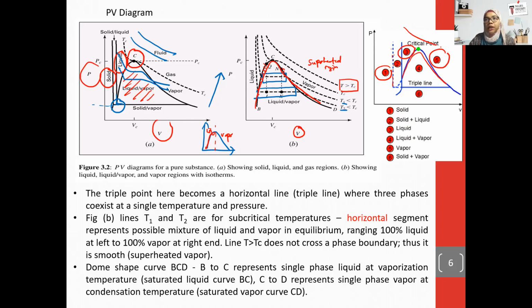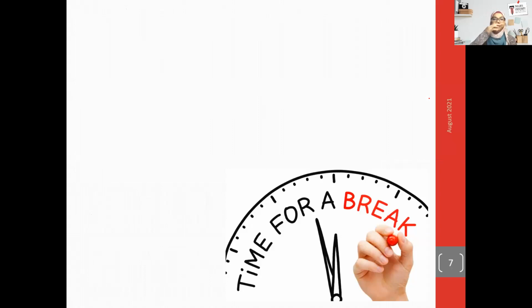That means if we have a temperature higher than the Tc, the substance cannot be turned back to vapor or liquid anymore. It is called superheated. And we have this vapor, and under this triple line, we have the solid-vapor region.